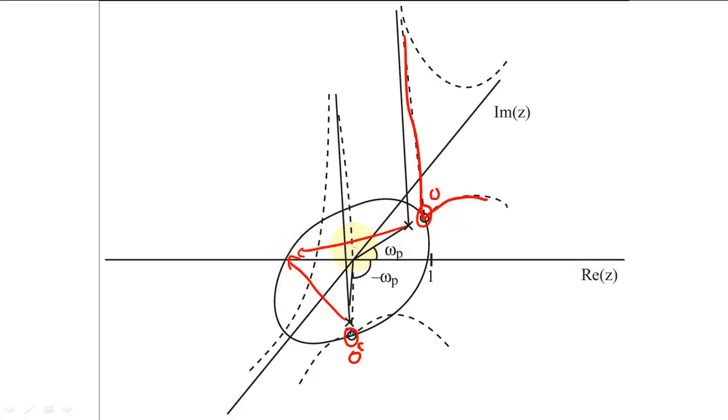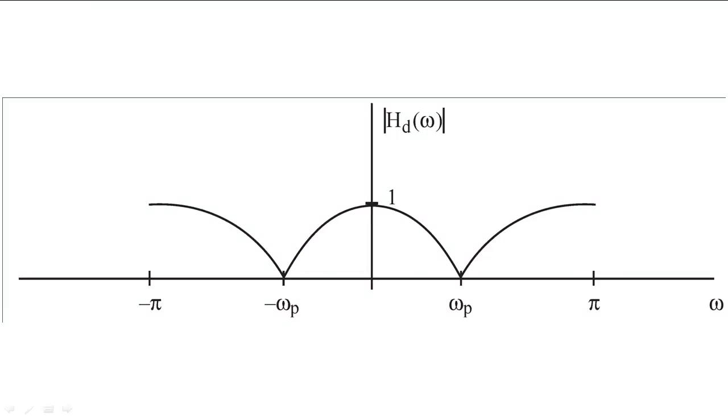Therefore, we might guess that the magnitude of the filter might look something like this. The filter would be 0 at negative omega p and omega p, and would increase to a couple local maxima away from the location of the zeros. If the zeros were not on the unit circle, then the frequency response would not go to 0 on the unit circle, but the frequency response would simply be attenuated.